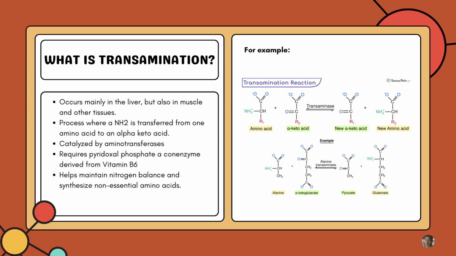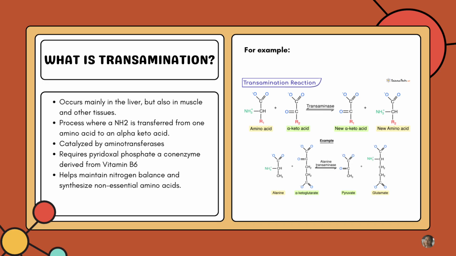So, where it happens and why it matters. Put simply, this happens everywhere. It can happen in the muscles, the kidney, and especially in the liver. And why do we need it? It is essential for us to collect the nitrogen that needs to be removed from our body and to also build non-essential amino acids that the body always needs.